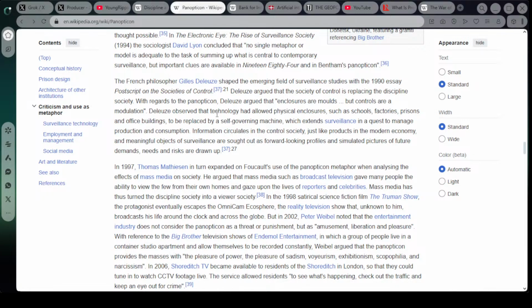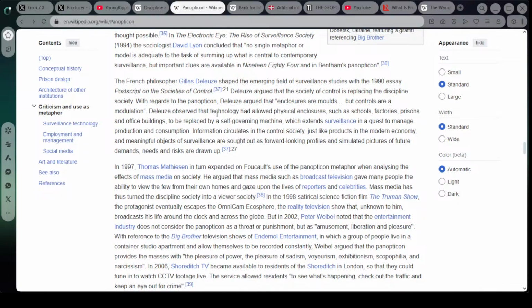The French philosopher Gilles Deleuze shaped the emerging field of surveillance studies with the 1990 essay Postscript on the Societies of Control. Deleuze argued that the society of control is replacing the discipline society. With regards to the Panopticon, Deleuze argued that enclosures are molds, but controls are modulation. Modulation means changing in some way.